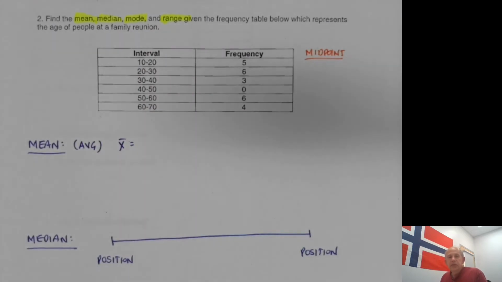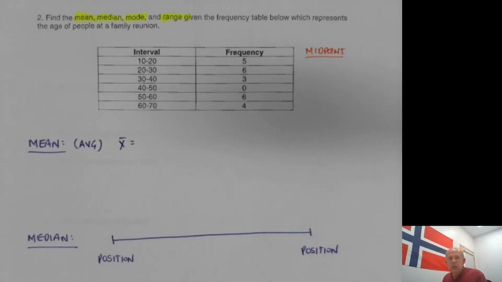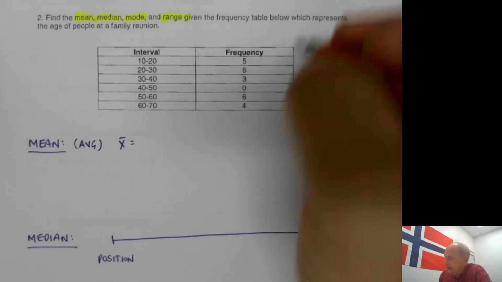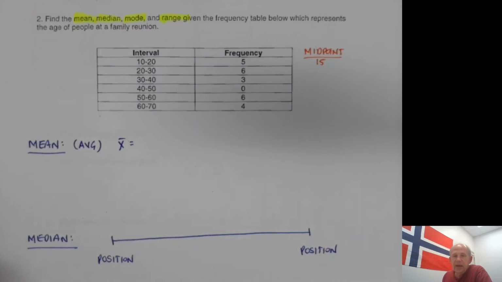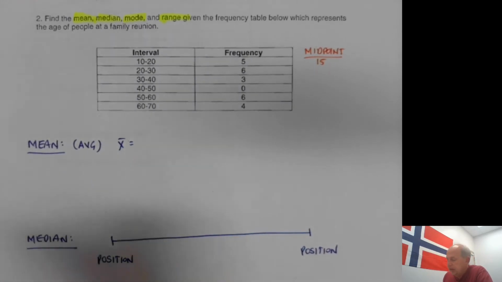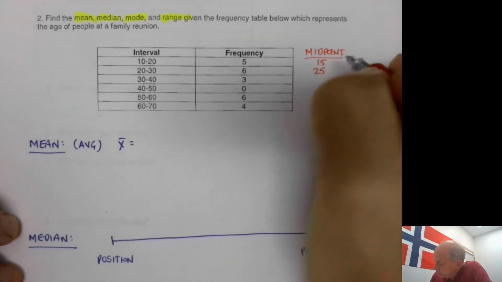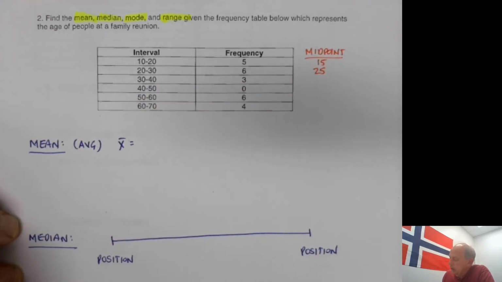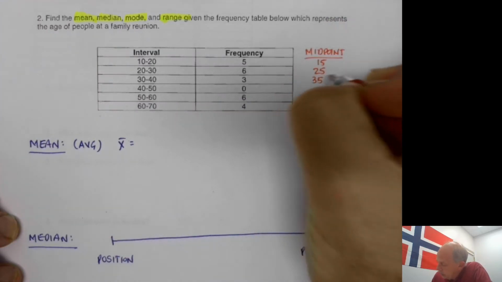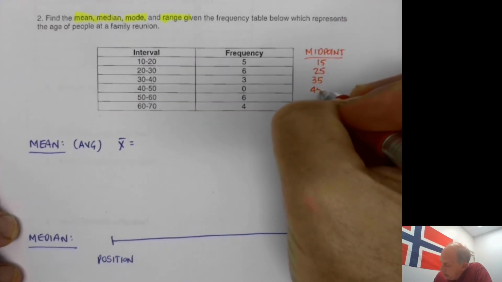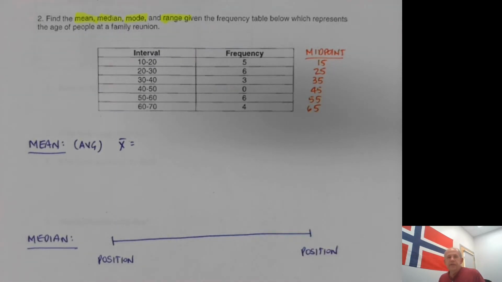So the people at this family reunion, there were 5 teenagers between 10 and 20 years of age. I don't know exactly how old each was. I don't have the data set. I have to estimate that they're 15 years of age. 20 to 30 young adults. I had 6 of them between 20 and 30 years of age. 30 and 40 years of age, midpoint of 35, 45, 55, and 65.